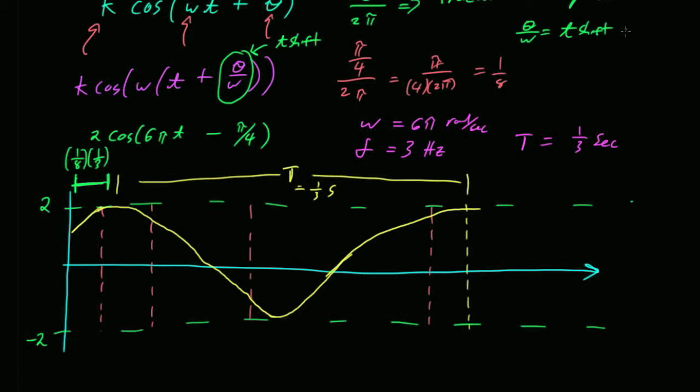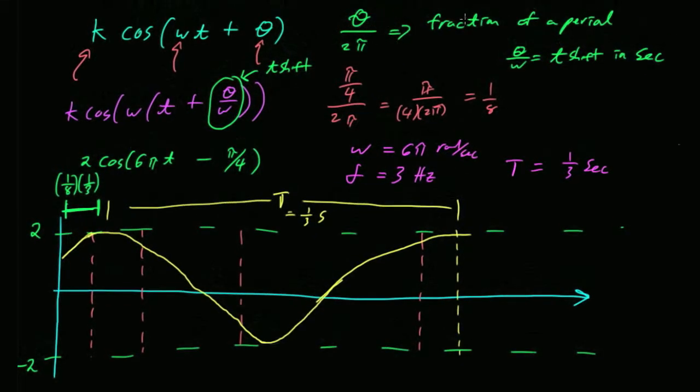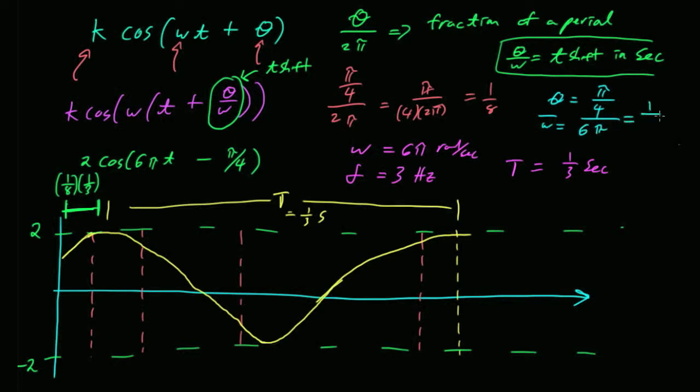So you have two choices. You can either do time shift in terms of fractions of a period, right? In this case, we figured it was 1/8 of a period. Or if you do theta divided by omega, you can get your time shift in terms of seconds. So in our case, theta was pi over 4. Omega was 6 pi. That left us with 1/24th of a second. Okay, and that's exactly the time shift that we calculated. 1/8 times a third is a 24th of a second shift.